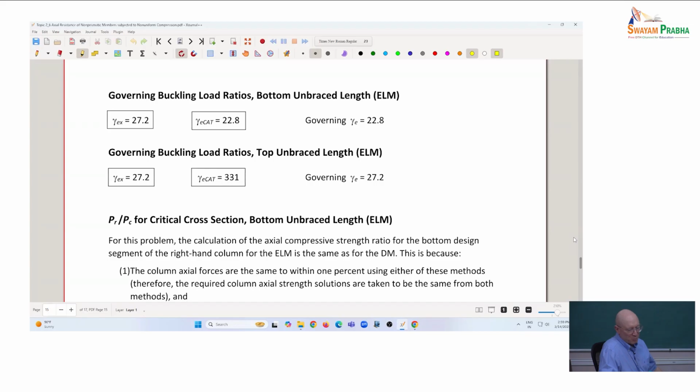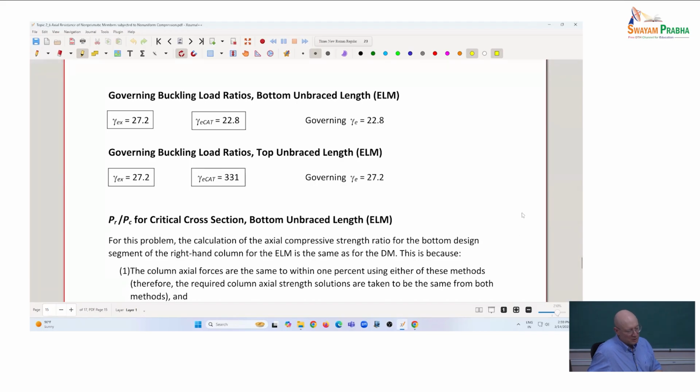Gamma E is 22.8 for the bottom segment. For the top segment, we're using a different buckling mode, and the gamma E for the in-plane side sway buckling here is still the 27.2. The constrained axis torsional buckling there is quite large because that's a short segment. So clearly the lower eigenvalue there is the 27.2.